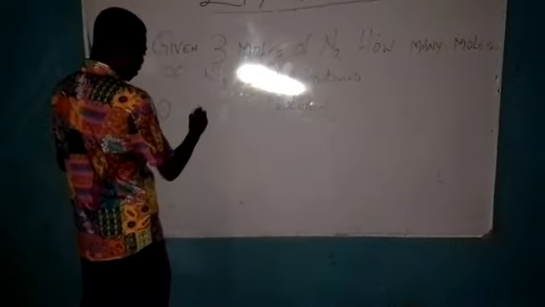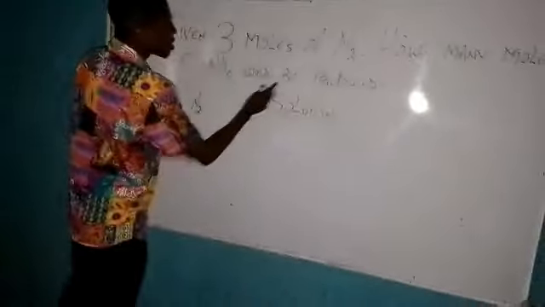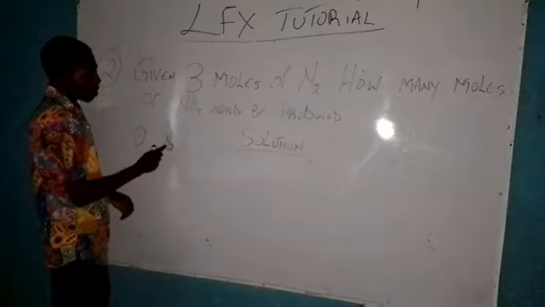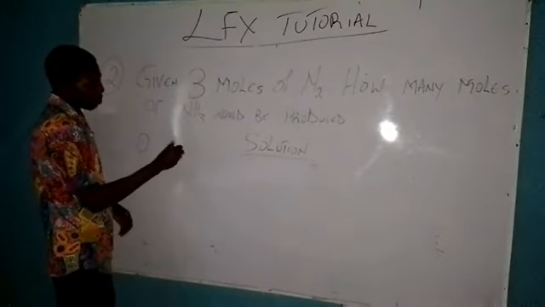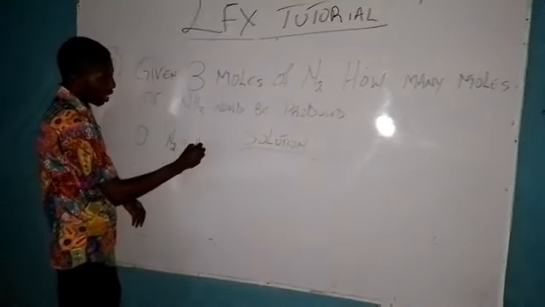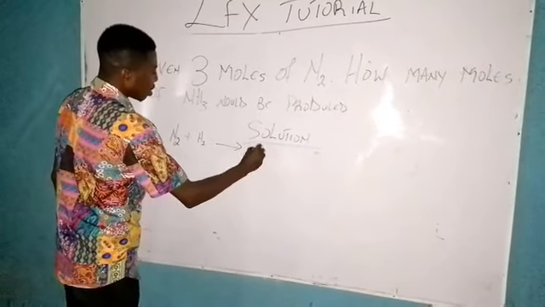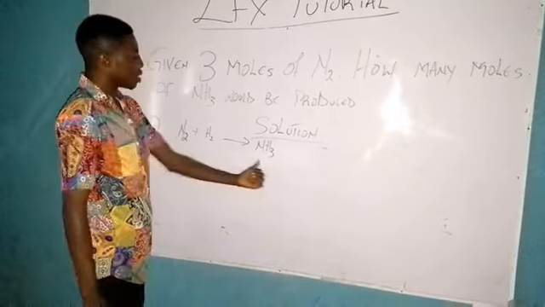So we have N2, nitrogen gas. They say we produce ammonia, that means this particular one is going to be on the product side. What will react with nitrogen gas to give us this? We have our hydrogen gas. So when our hydrogen gas reacts, it's going to give us what? Ammonia. Remember, this is ammonia.